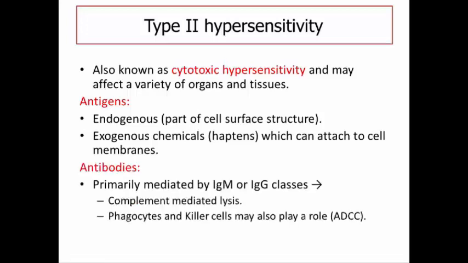The antibodies are primarily IgM or IgG classes. The lysis here is mediated by the complement or by phagocytes, and the killer cells may also play a role, what's termed antibody-dependent cell cytotoxicity. Lysis of the cell in the presence of antibody, okay?